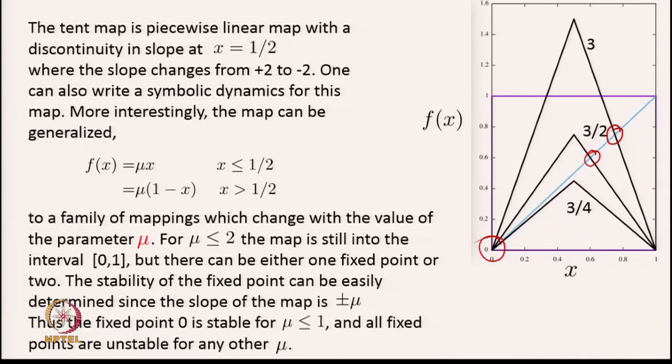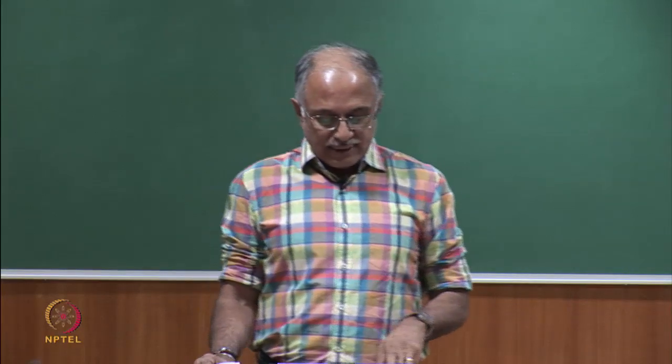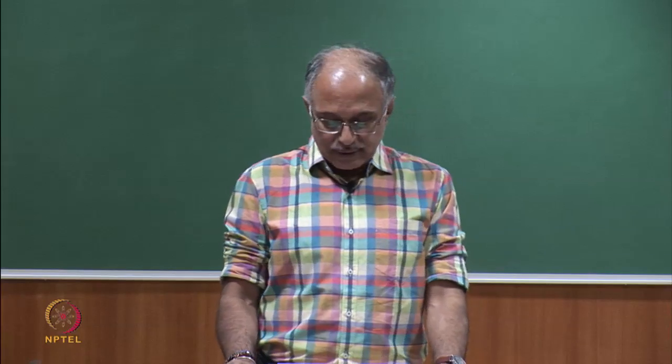Now, you can easily see what is the slope of this map. The slope of this map is always mu on this branch and minus mu on this branch. So, the modulus of the slope, as I said earlier, is mu. And we have already seen that at the fixed point, if the slope of the map is less than 1, then we have a stable fixed point.